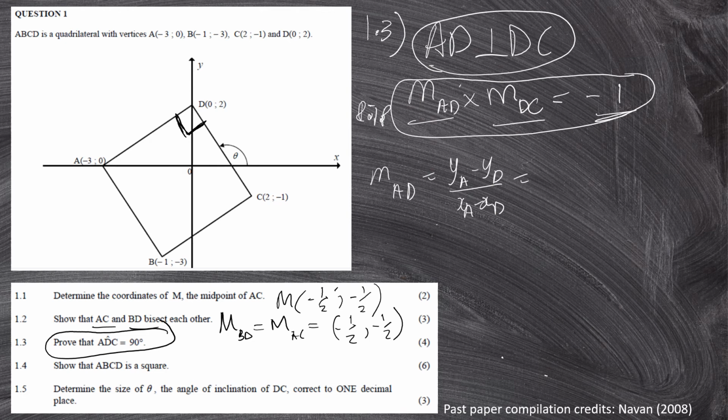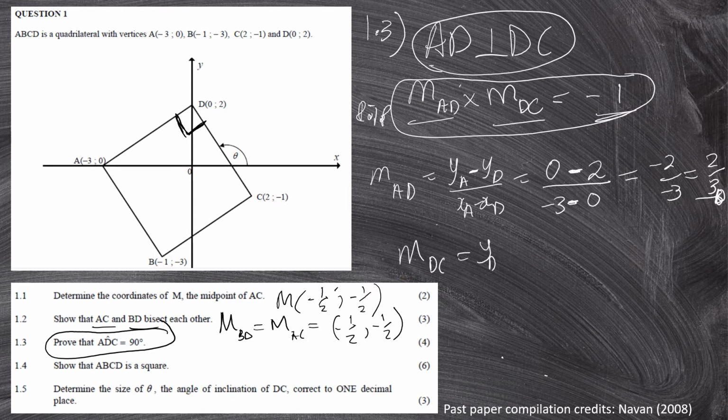So what is our y at A? It is 0 minus, from the formula, y at D, which is 2. X at A is minus 3 minus, from the formula, x at D, which is 0. This will give us minus 2 over minus 3, which is 2 over 3. Okay. Let's go and calculate the gradient of DC.